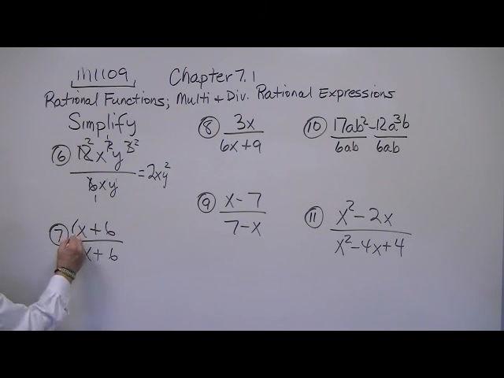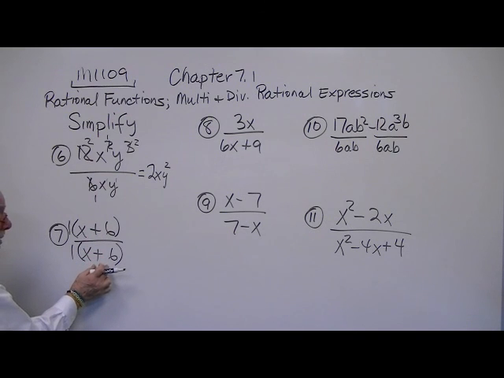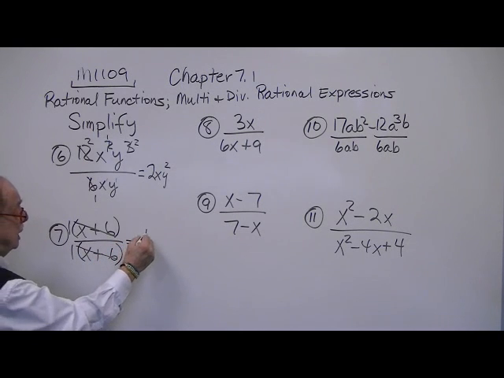Now an interesting thing can happen here. If I put that in parentheses, I can always factor out a 1 from anything. And now I see I have the exact same thing divided by the exact same thing. When that happens, all that's left is 1 over 1, and we just write 1.